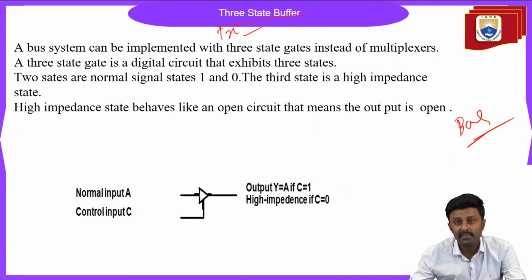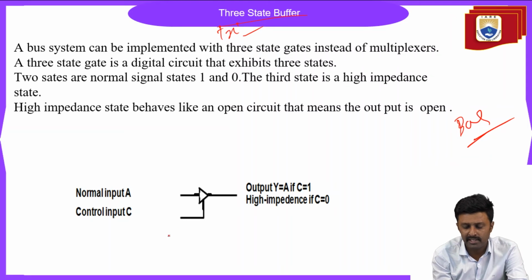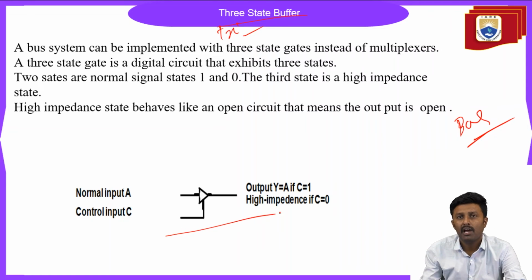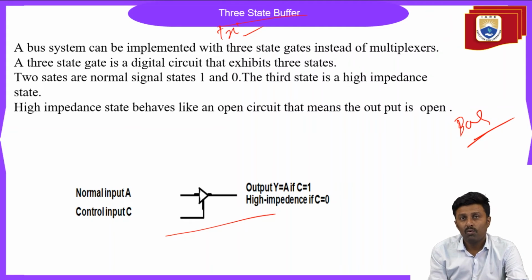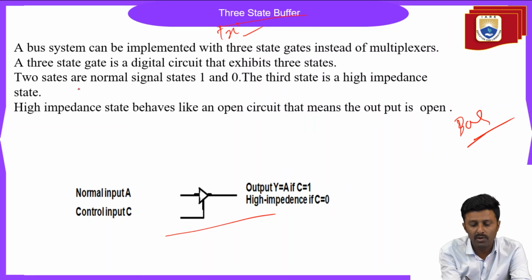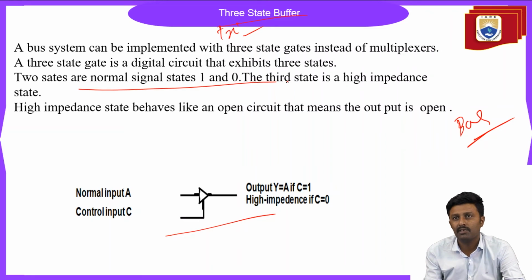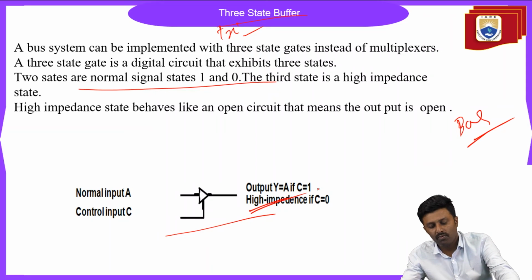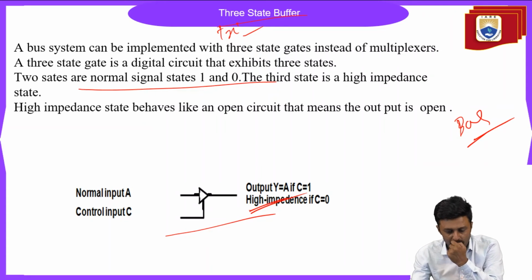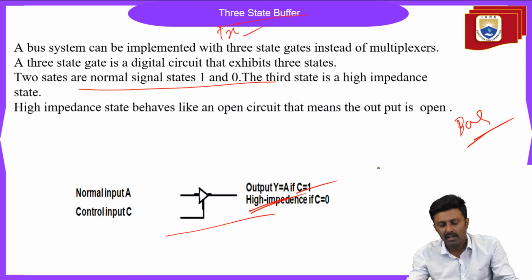As the name itself indicates, this is the symbol of a 3-state buffer. It is a digital circuit that exhibits 3 states. As the name tri-state buffer indicates, it will have 3 states. So what are these states? Two states are the normal ones, that is 0 and 1, and the third state is called the high impedance state. For output y equal to a, that is if C equal to 1, y will be equal to a.